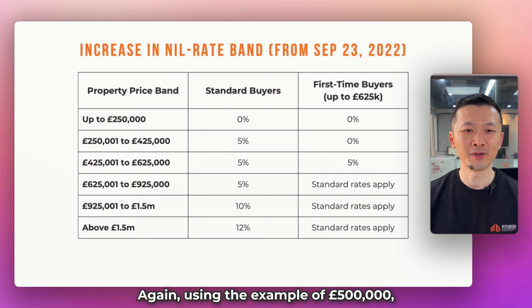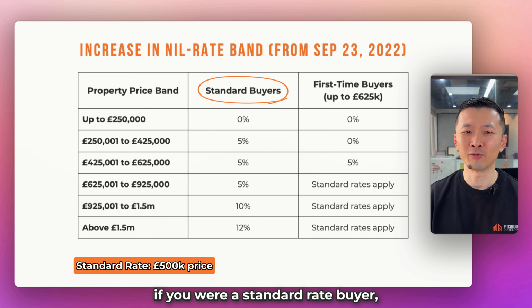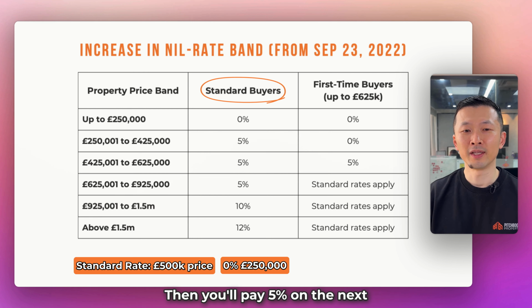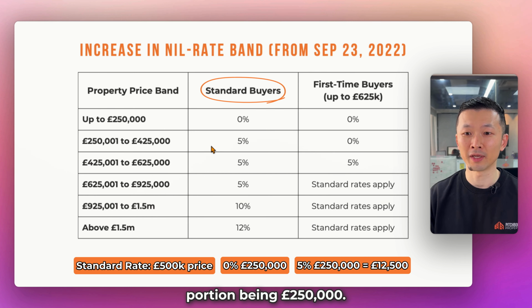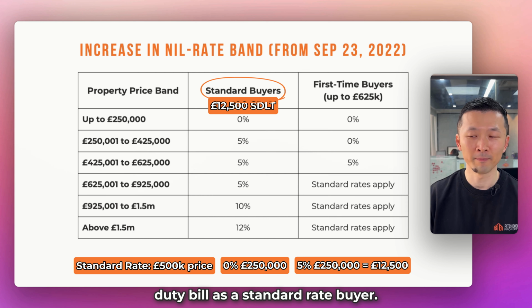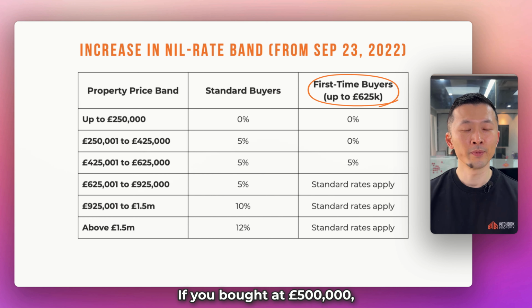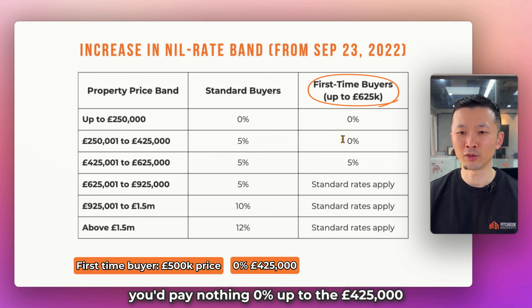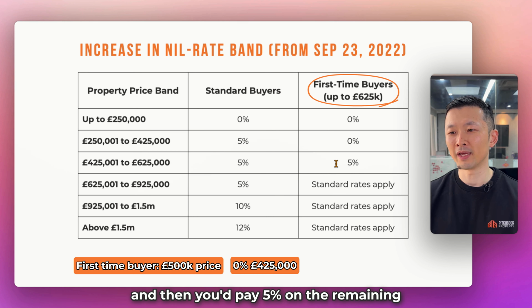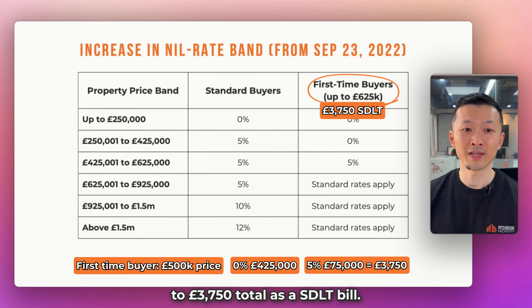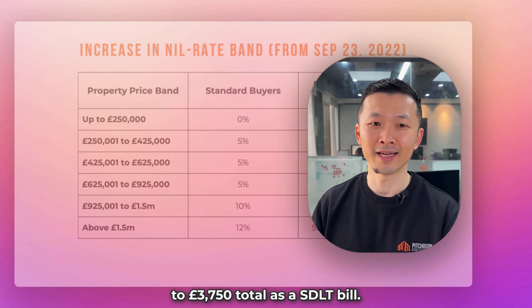Again, using the example of £500,000, if you were a standard rate buyer, you'd pay 0% up to the £250,000 portion. Then you'll pay 5% on the next portion being £250,000. So that's £12,500 in total for your stamp duty bill as a standard rate buyer. Now let's compare this to a first time buyer. If you bought at £500,000, you'd pay nothing, 0%, up to the £425,000, and then you'd pay 5% on the remaining £75,000, which equates to £3,750 total as a SDLT bill.